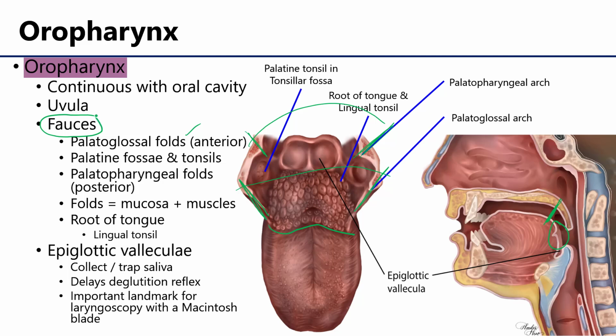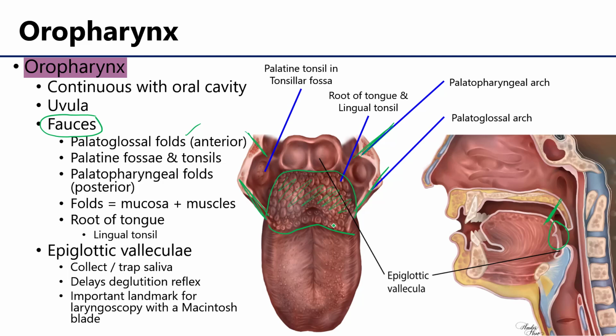Fauces also means throat. And it's within the fauces here that we have a special collection of structures. Let me erase some of these so that we can see it. So the root of the tongue, so that posterior third of the tongue, is within the fauces. And covering the root of the tongue, we have the lingual tonsils. So that's the lymphatic tissue that covers the root of the tongue.